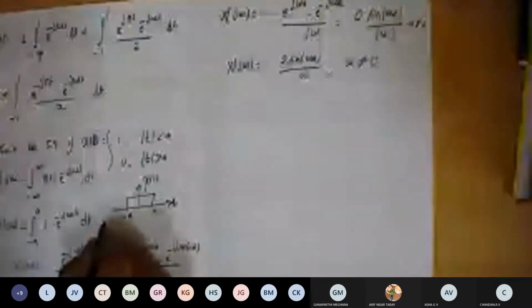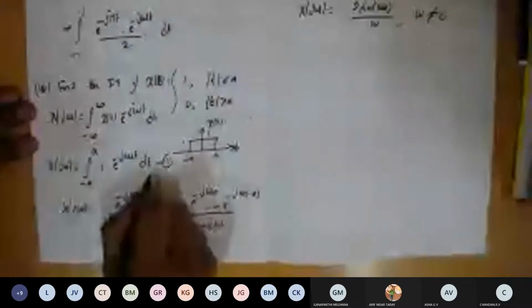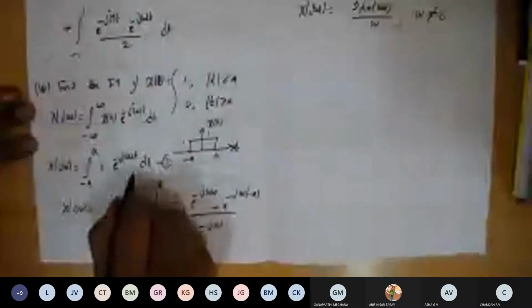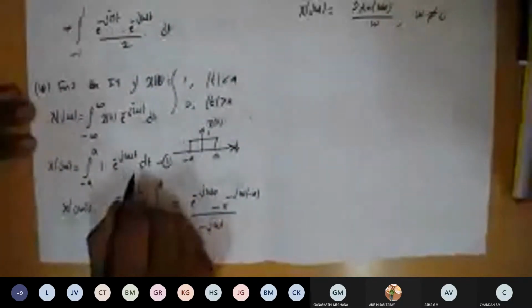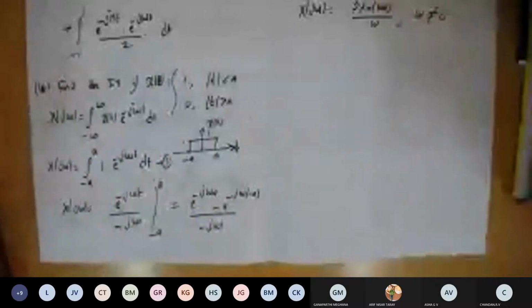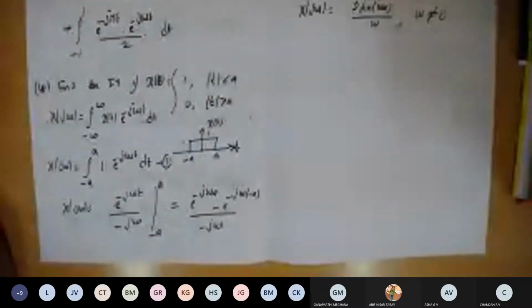Substitute omega is equal to 0. Call this equation number 1. Substitute omega is equal to 0 and find the expression for X of j omega at omega is equal to 0. Okay, so just a minute. I'll log out and I'll log in back.